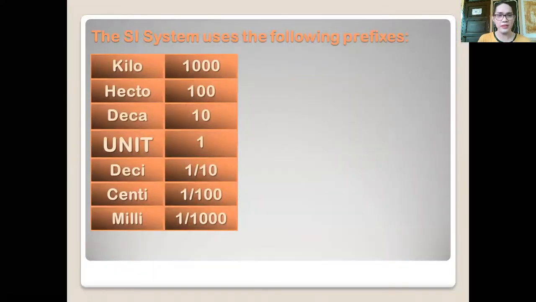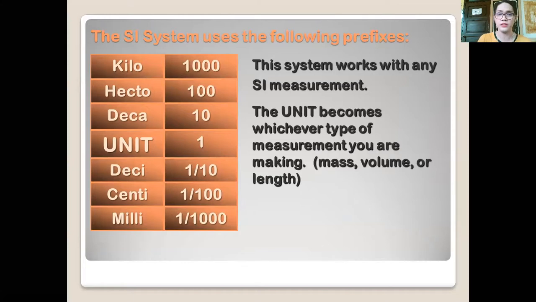For example, the SI system uses the following prefixes. For kilo, we have 1,000. For hecto, we have 100. For deca, we have 10. For unit, of course, we have 1. For deci, 1 over 10. Centi is 1 over 100. And milli is 1 over 1,000. So this system works with any SI measurement.